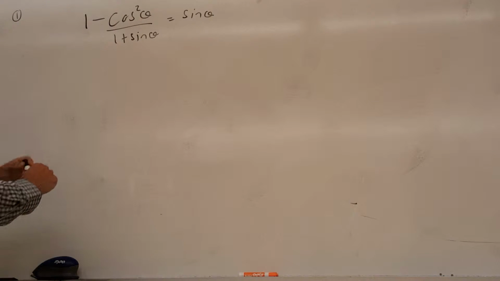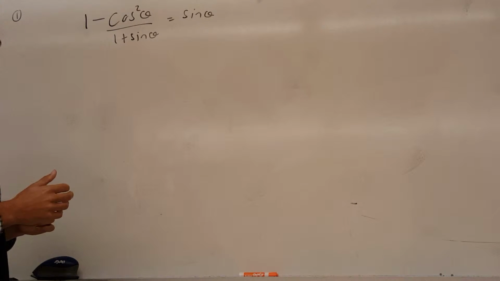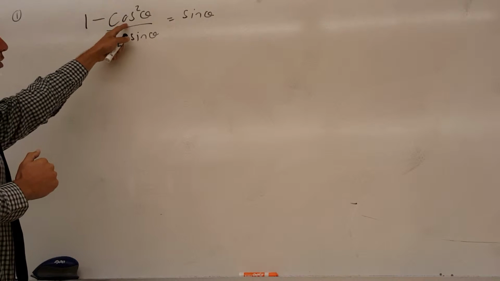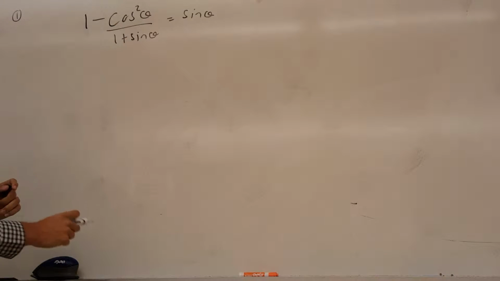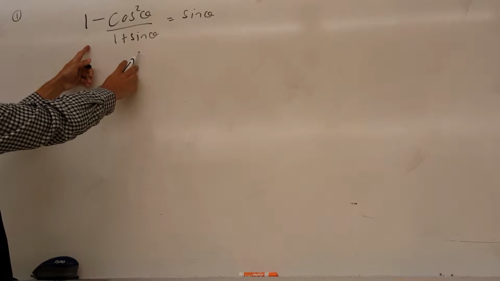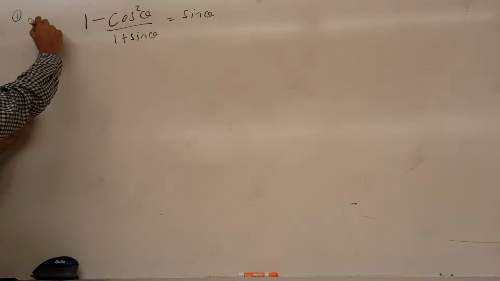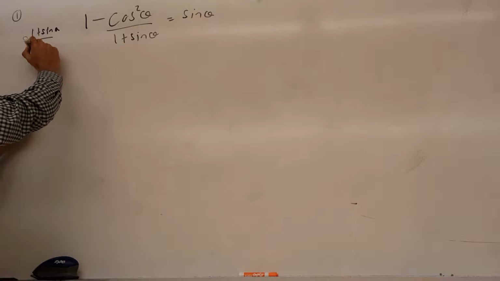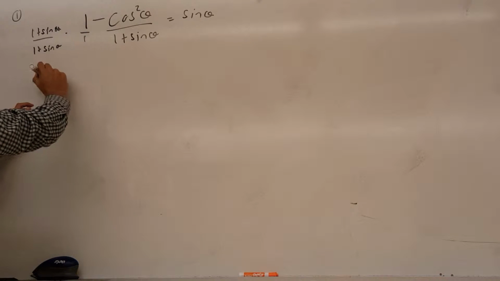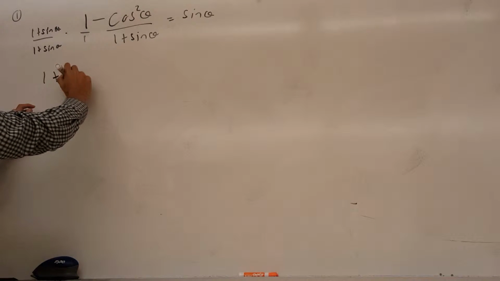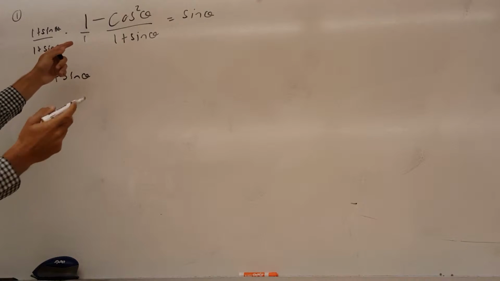Don't be tempted to do this. You might see 1 minus cosine squared and think, oh, Pythagorean identity. But no, cosine squared here is in a fraction, 1 is not. But one of our strategies, we want to combine these into one fraction. So you need to multiply 1 here times 1 plus sine theta over 1 plus sine theta. So you get 1 plus sine theta. Now both fractions have the same denominator, so you can write it as one fraction.